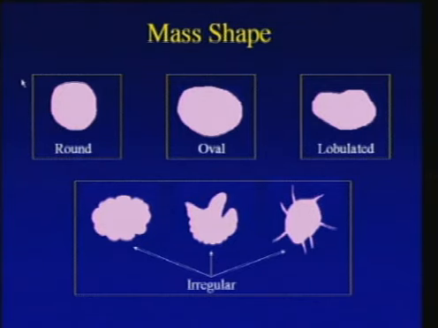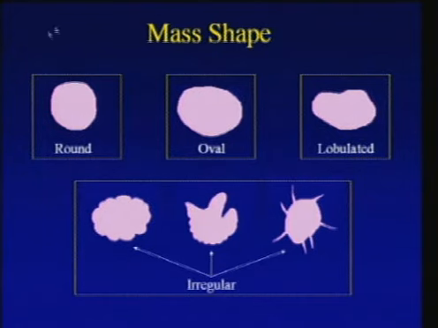These are actually images which were shown in an older ACR lexicon. So this is what I mean. A round mass, really smooth, looks like a circle. Contrast that to an oval mass and a gentle lobulated mass. So all these three shapes usually imply benign disease.